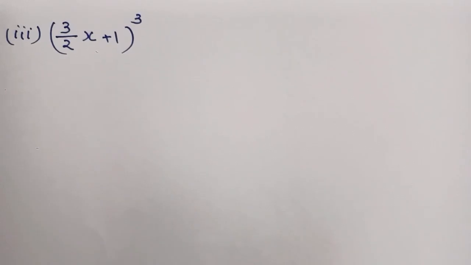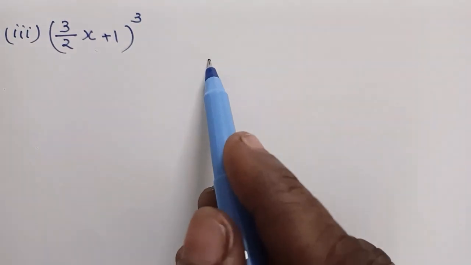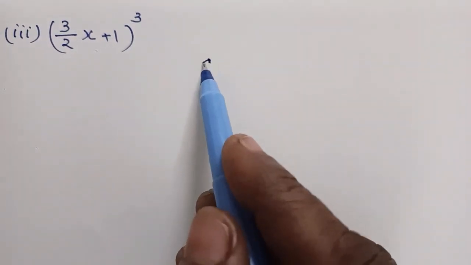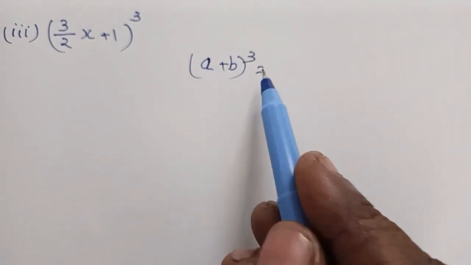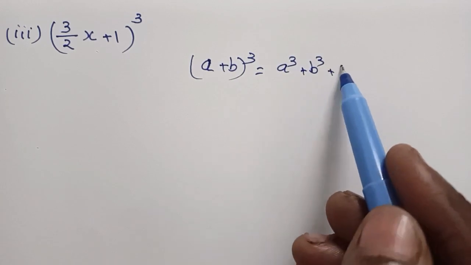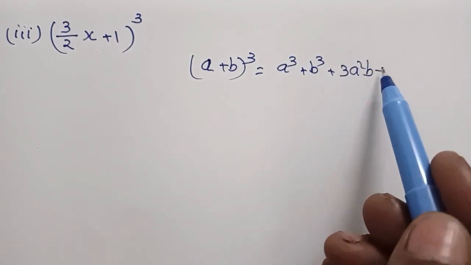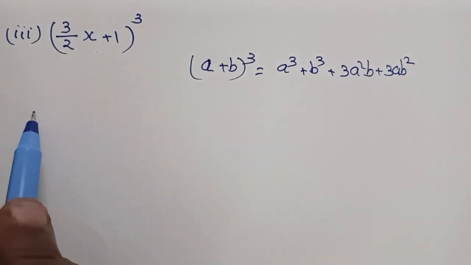Third one, (3/(2x) + 1)³. Always write the identity we are using. Here we are using (a + b)³, that is equal to a³ + b³ + 3a²b + 3ab². Using this identity, we have to expand it.